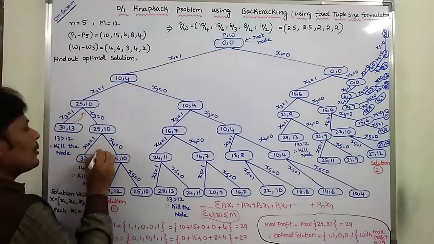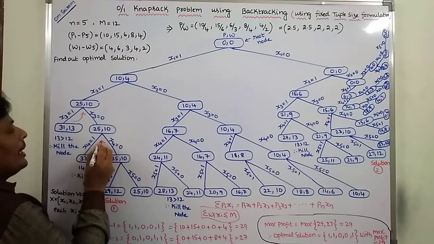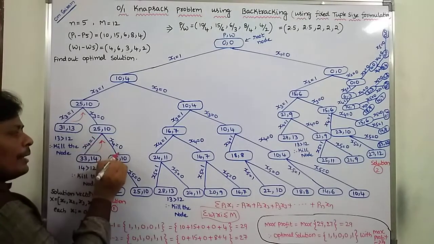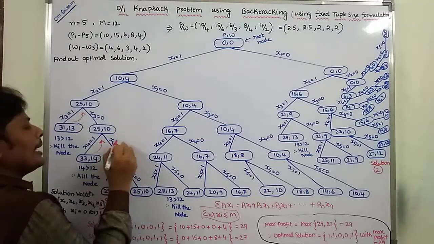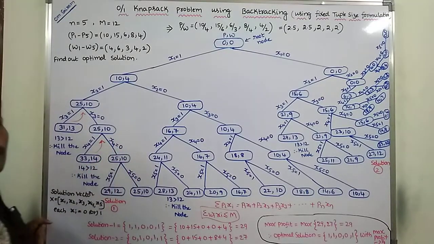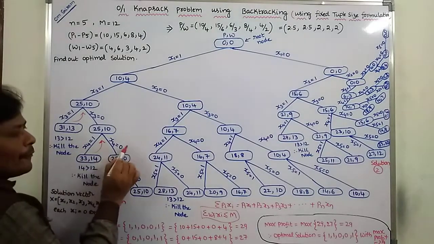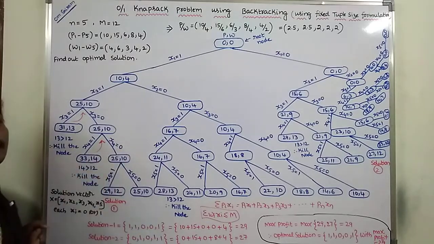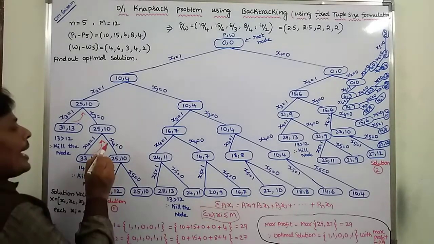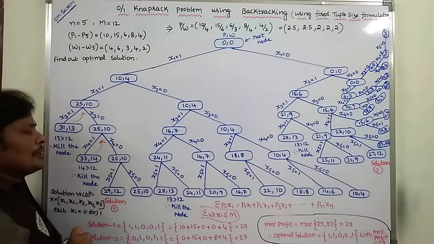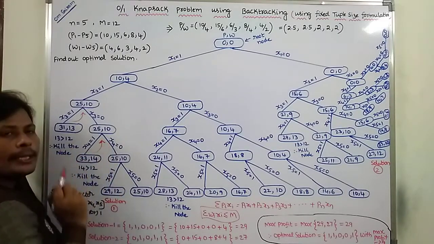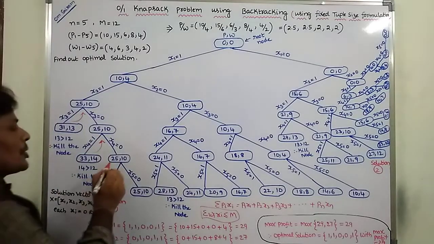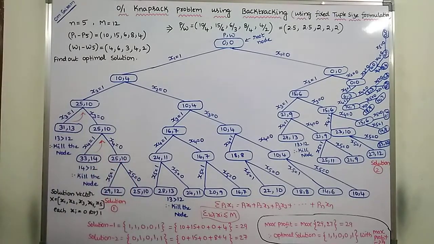Now again we have to backtrack. So now the left child is completed. We go for the right child. Right child is x4 is equal to 0. Okay, so this is the fourth level. We have to consider the fourth object, and we do not consider the fourth object. So x4 is equal to 0. Whenever the fourth object is not considered, we get the same values, that is 25, 10.